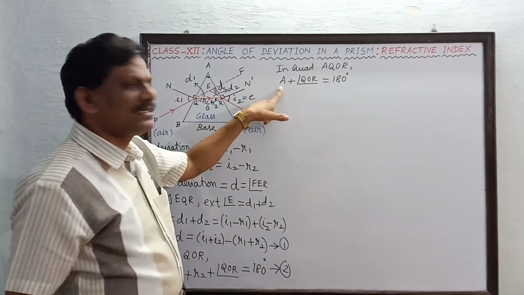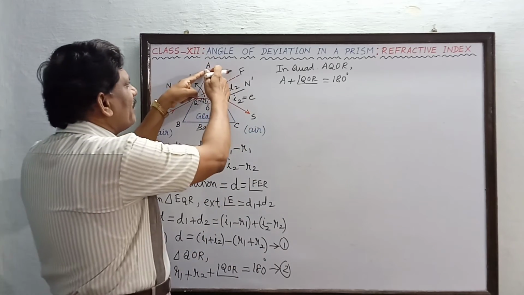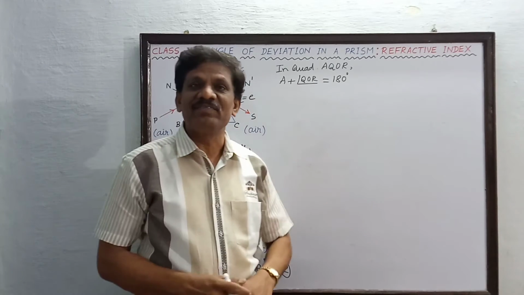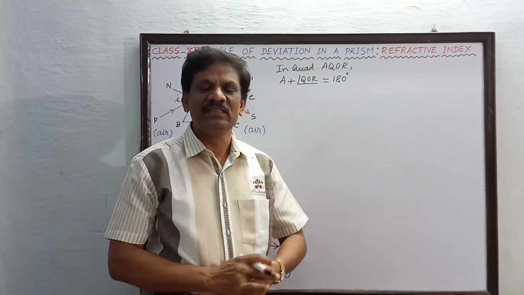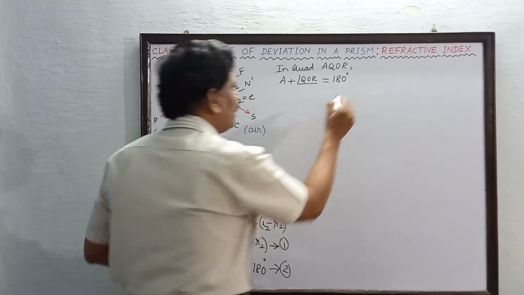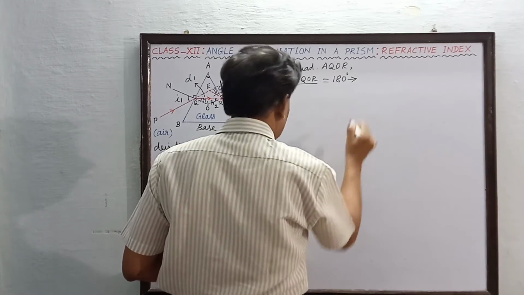So here A is the angle between the two refracting faces. This A is called the refracting angle of the prism. We have studied this in the theory, is it not? So A is called the refracting angle of the prism, and this is now equation 3.